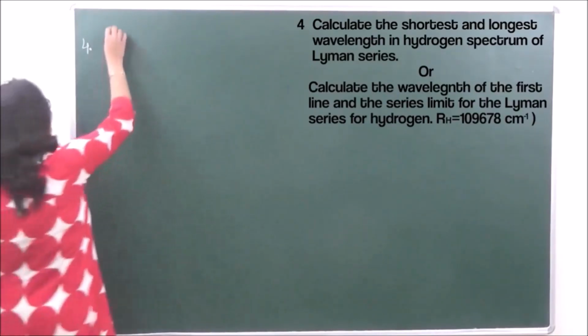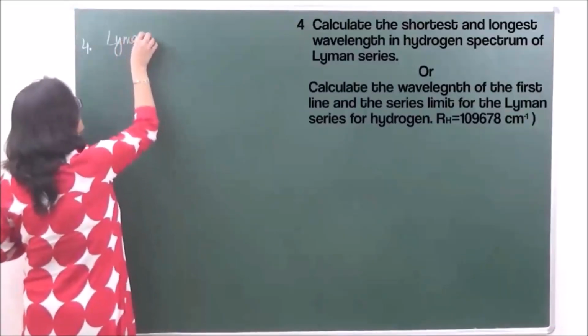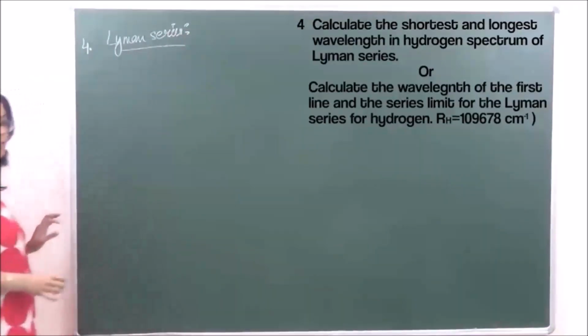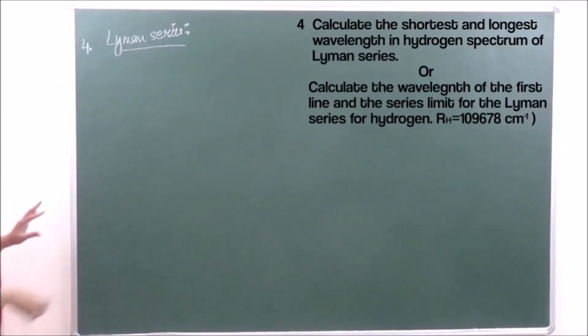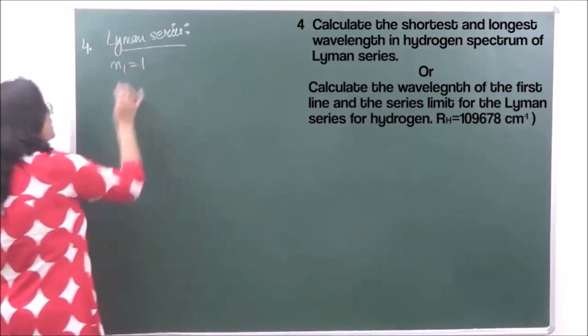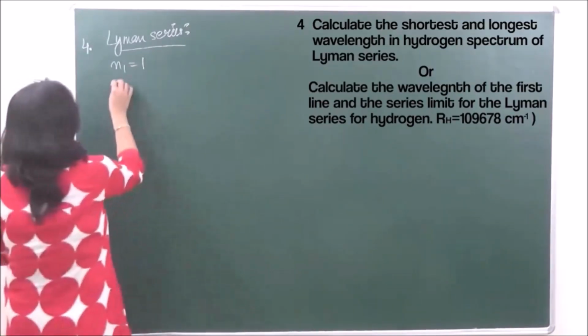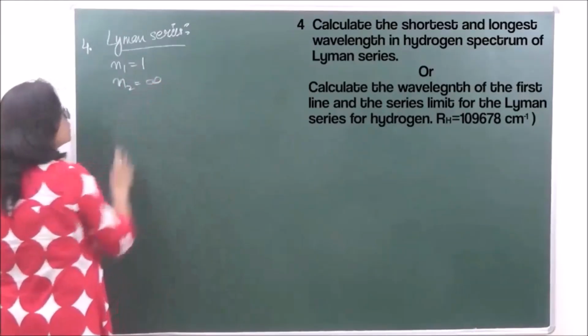Now when we are talking about Lyman series, they have asked us to calculate for two transitions, the longest and the shortest. For Lyman series, n1 is going to be equal to 1. Now when n1 is equal to 1, the shortest wavelength we have to calculate. For shortest wavelength, what will happen? The energy is going to be maximum. So it is going from 1 to infinity. So that is the shortest wavelength we are going to get. For shortest wavelength n2 is going to be equal to infinity.